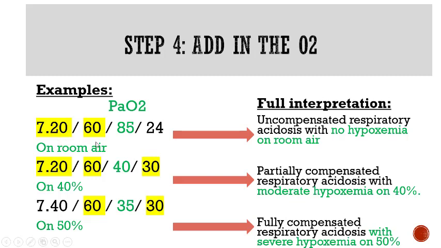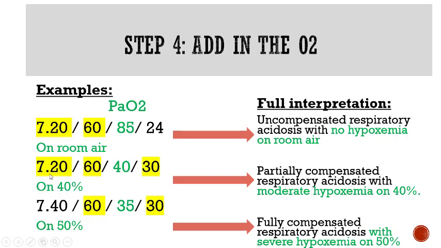So when you're writing out your full interpretation of a blood gas, you would have uncompensated, partially compensated, fully compensated. That's the first part of your interpretation. The next part is is it respiratory or metabolic? Next part is is it acidosis or alkalosis? And then it's the oxygenation part. So you always write them the same way in the same order.